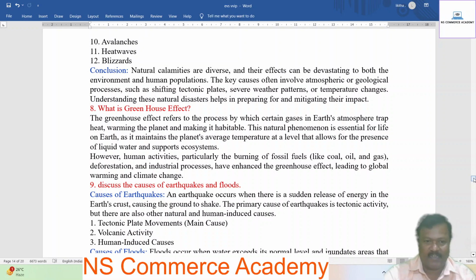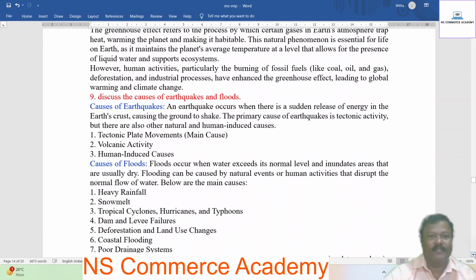Next, discuss the causes of earthquakes and floods. Causes of earthquakes. Earthquakes occur when there is a sudden release of energy in the Earth's crust, causing the ground to shake. The primary cause of earthquakes is tectonic activity, but there are also other natural and human-induced causes. Tectonic plate movements are the main cause. Next, volcanic activity and human-induced causes.